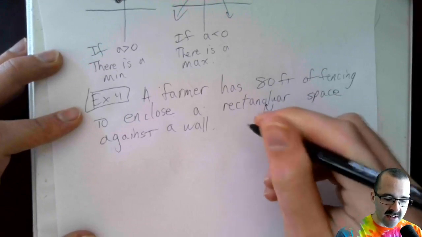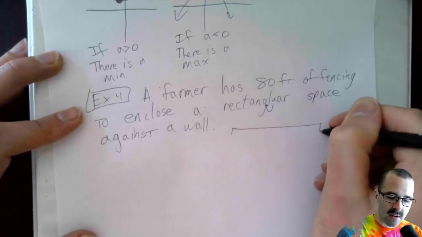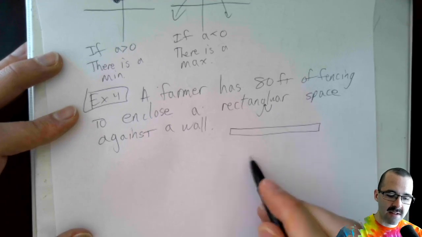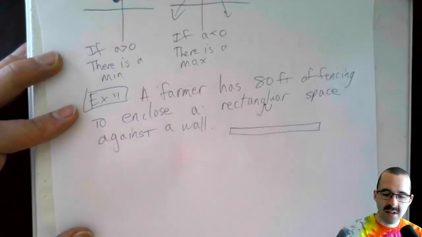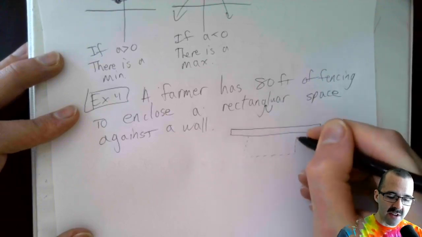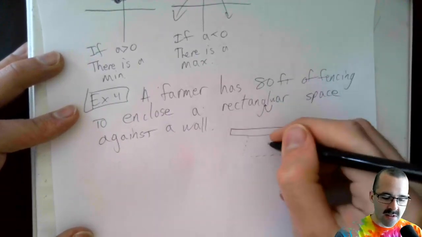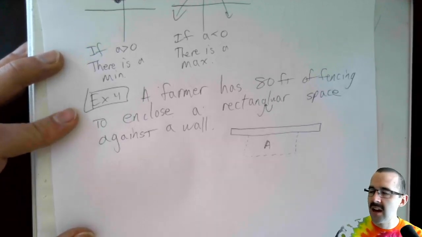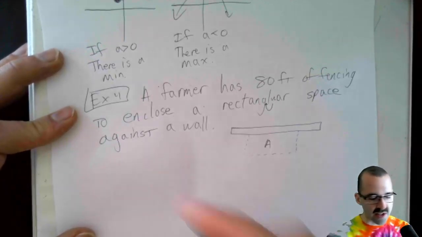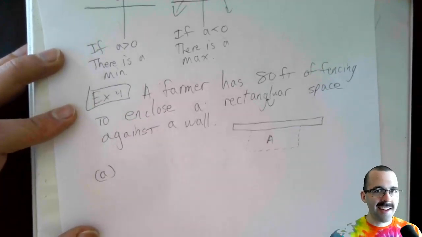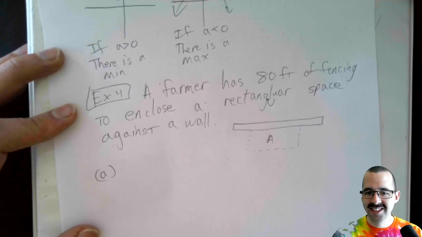All right, so say there's some wall, and then he wants to fence 3 sides to get a rectangular enclosure. Okay? So I don't know what it's going to look like. I don't know the dimensions. But the area of that rectangular enclosure, we're going to call some A. Now I'm going to ask you some questions about that. In part A, we'll talk about this.